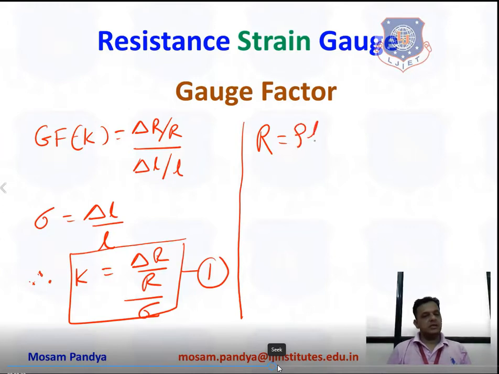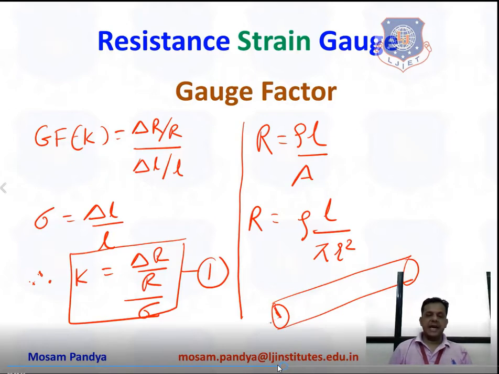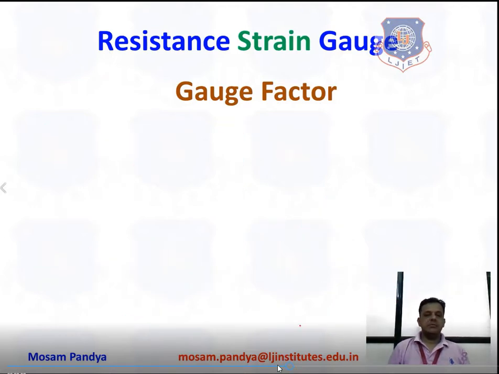As I said, R is rho L by A, here we will say A will be circular cross section area, hence rho L upon pi r square. What is r here? r is the radius of the cross section area, and that is the half of the total diameter. So r is equal to D by 2, where L is the length of the conductor and rho is the specific resistance of the conducting material.